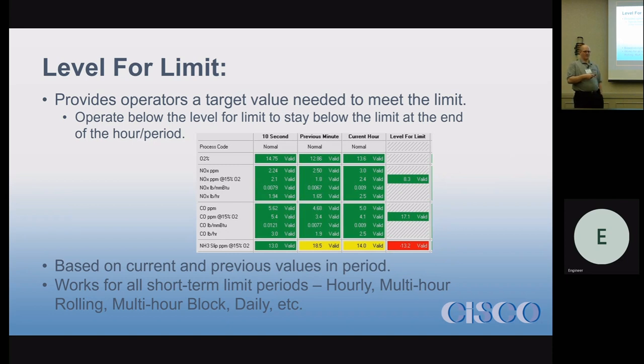If you're operating way below your limit, that number at the end of the hour can spike up to 300, 400, 500. Unrealistic. We realize this is the mathematical calculation. We know your unit's never going to operate at 300 ppm.